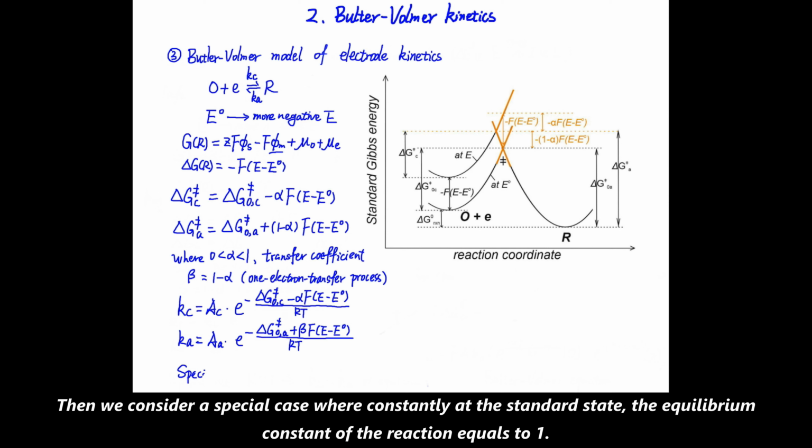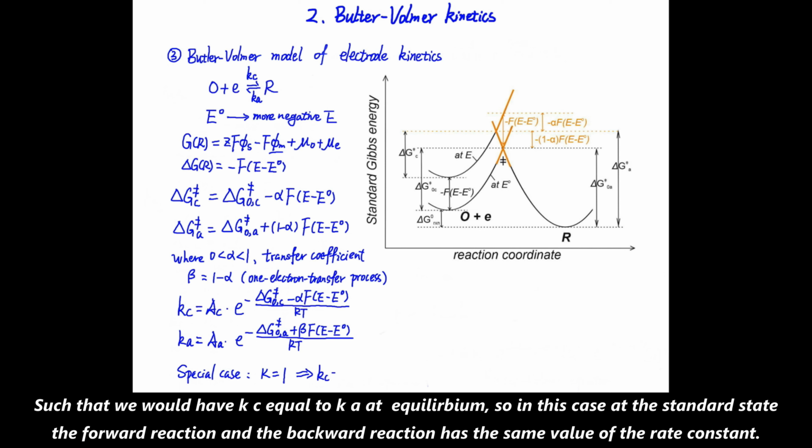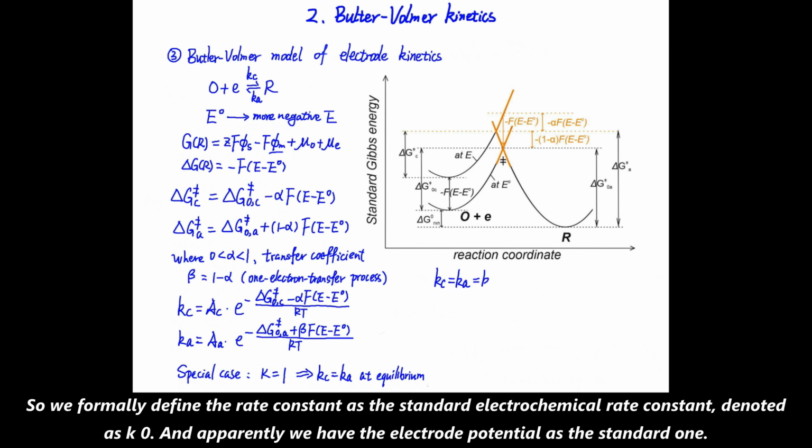Then we consider a special case where, at the standard state, the equilibrium constant of the reaction equals 1, such that we would have Kc equals Ka at equilibrium. So in this case, at the standard state, the forward reaction and the backward reaction have the same value of the rate constant. So we formally define the rate constant as the standard electrochemical rate constant, denoted as K0. And apparently we have the electrode potential as the standard one.